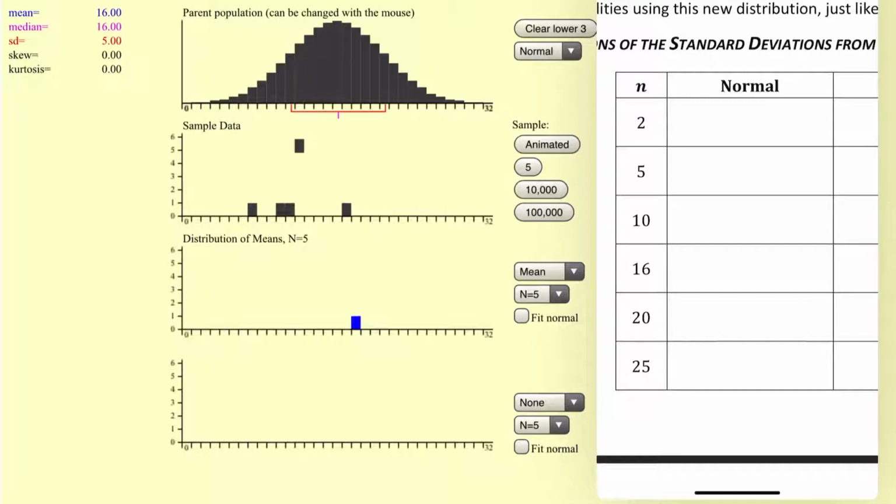There's another brand new random sample of 5 data values, and from those 5 data values, I created a mean and dropped it down in my distribution below, that third distribution. All right, let's do it again. 1, 2, 3, 4, 5, mean. Another one, 1, 2, 3, 4, 5, mean. One more.